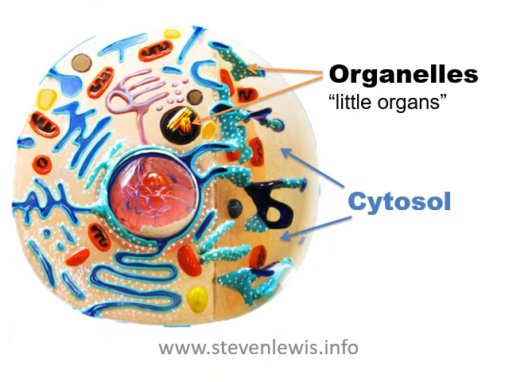The cytoplasm contains specialized regions called cytoplasmic organelles. These organelles perform special functions inside the cell. The fluid portion of the cytoplasm outside the organelles is called the cytosol.